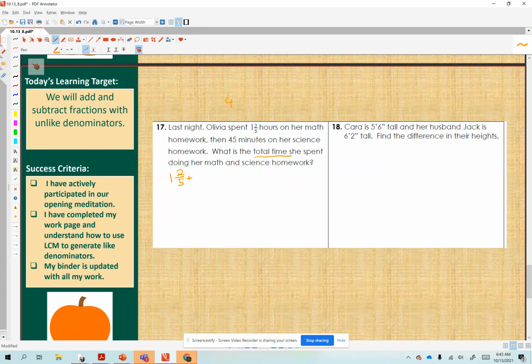45 minutes equals 3/4 of an hour. So it's 1 2/5 plus 3/4. Let's convert 1 2/5 to an improper fraction. 5 times 1 is 5, plus 2 more is 7/5 plus 3/4. And the common multiple of 5 and 4 is 20.